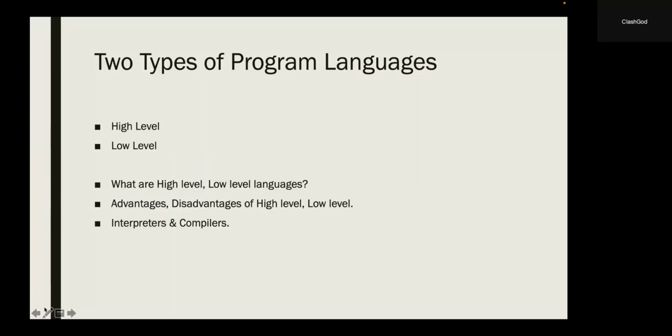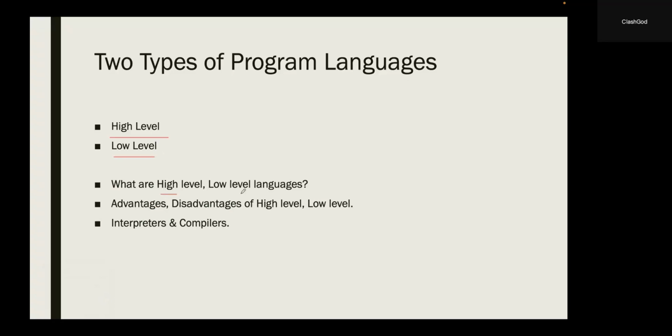Now, there are two types of program languages that we're going to take a look at in this class, and they are high-level and low-level languages. There are some differences between these two languages, and there are three main problems that we're going to take a look at, and we're going to hopefully answer in this unit.